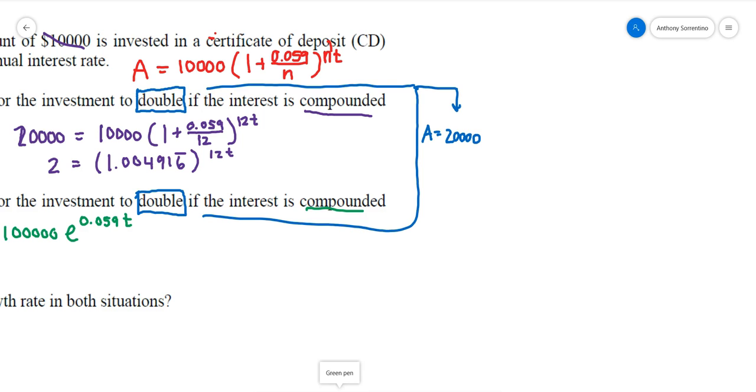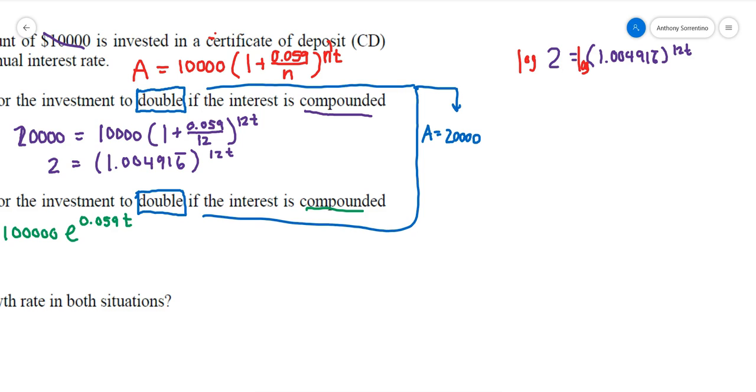So I have my 2 equaling 1.004916 repeating to the 12t power. I want to solve this equation. I can rewrite this as a logarithmic equation. However, if I'm writing it as a logarithmic equation, I'm going to have a base 1.004916 repeating. That gets kind of sloppy to write. And also along with that, I'm probably going to need to use a change of base formula anyway. So what I'm going to end up doing here is I'm just going to apply a logarithm on both sides.